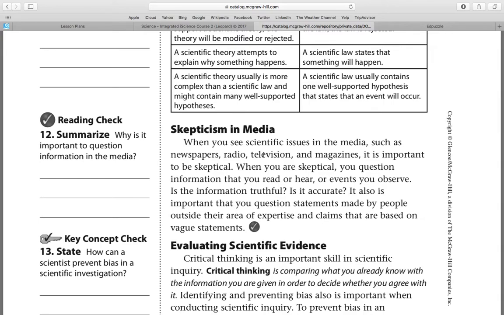So why is it important to question information in the media? People who communicate through mass media often do so for their own purpose. They're wanting to support themselves. So that's why it's important to be skeptical.